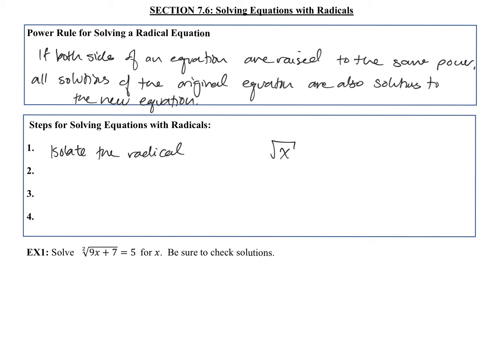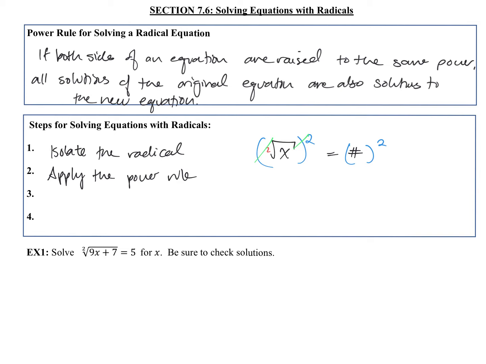Step 2, apply the power rule. This would be, if we have a square root, we're going to raise this side to the second power. And then whatever's on this side, once again, remember with equations, what you do to one side, you have to do to the other side. Once you do that, they cancel. So that's applying the power rule.